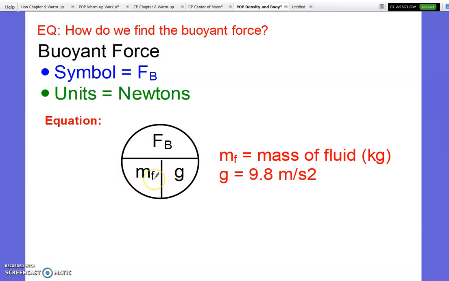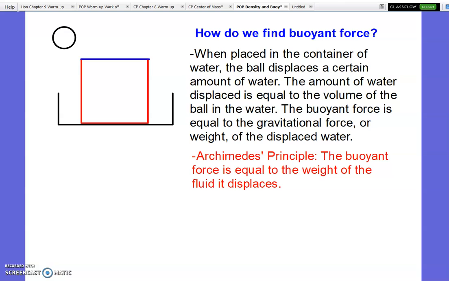Now, to get this formula, we go back to the statement that the buoyant force is equal to the gravitational force of the displaced fluid. And so the m_f is the mass of the displaced fluid, and then g is still 9.8 meters per second squared. Now, I want to talk about that a little bit more. What do we mean by the mass of, or the gravitational force of, the displaced fluid? So let's say that we have a container filled to the very top with water, meaning one extra drop more will make this container overflow.